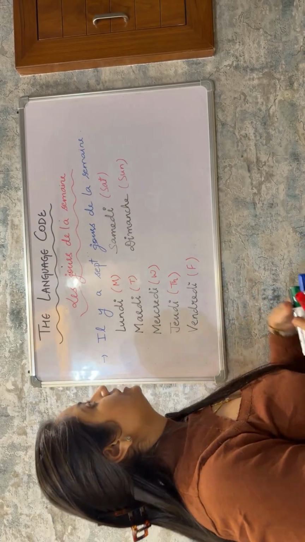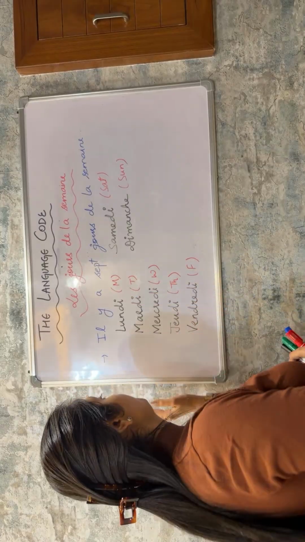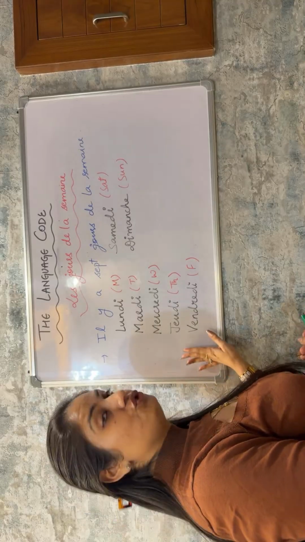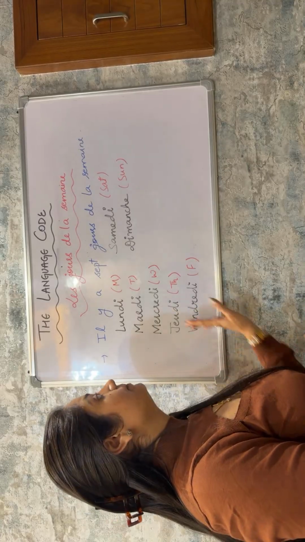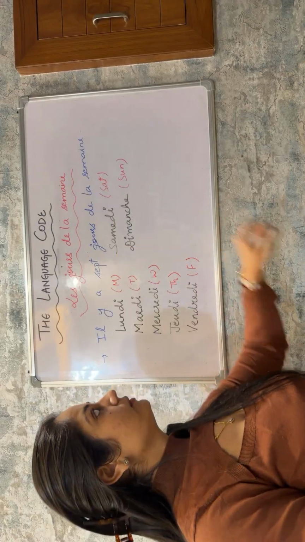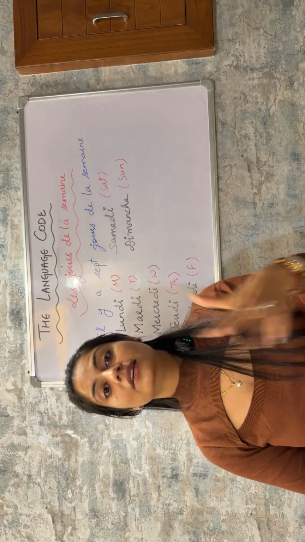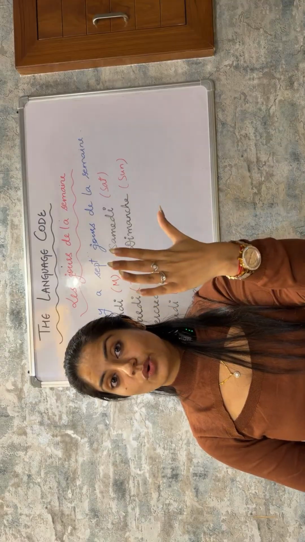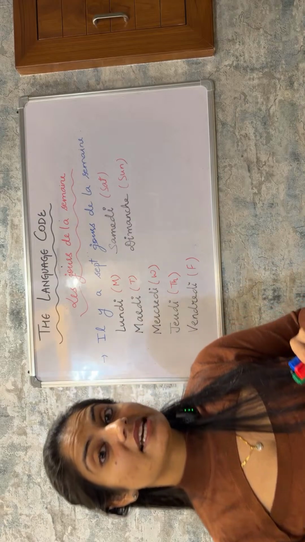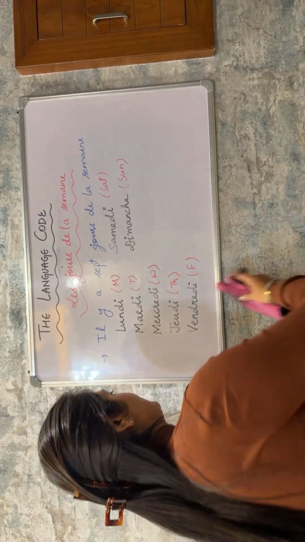Répétez. Les jours de la semaine. Il y a 7 jours de la semaine. Lundi, mardi, mercredi, jeudi, vendredi, samedi et dimanche. Oui? Lundi, mardi, mercredi, jeudi, vendredi, samedi, dimanche. So these are the 7 days of the week. Let's do an exercise to memorize it.